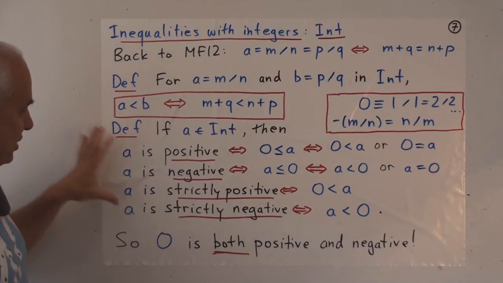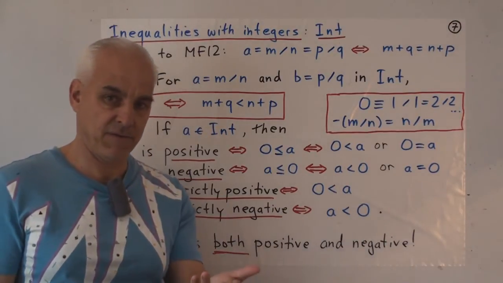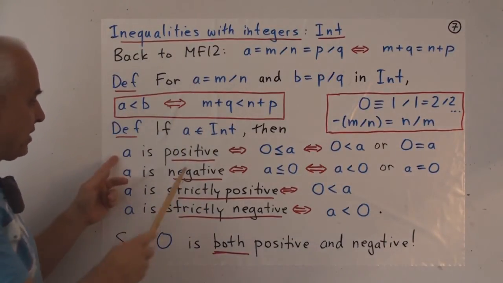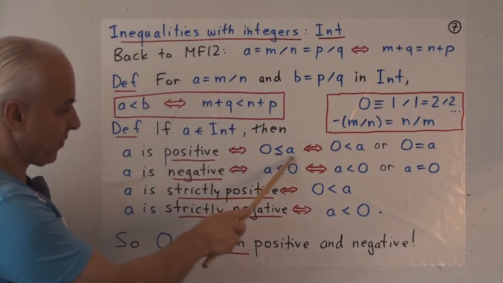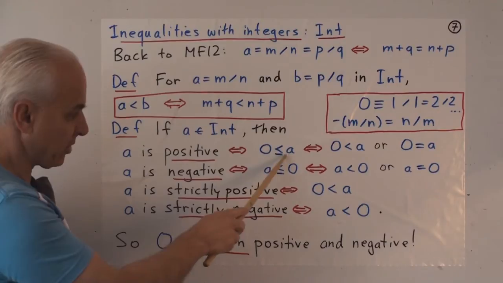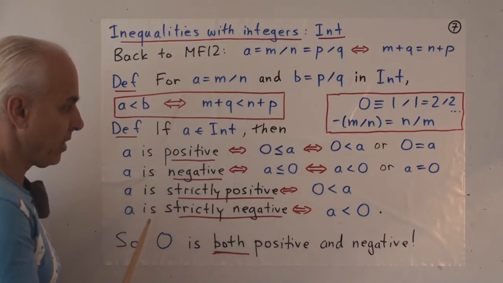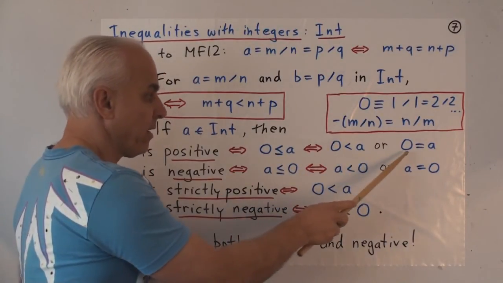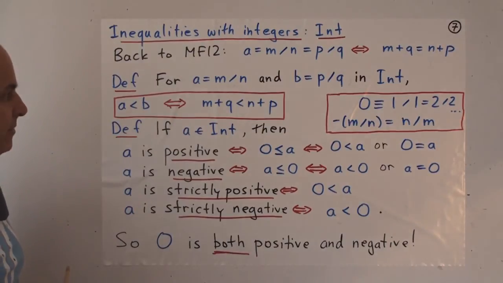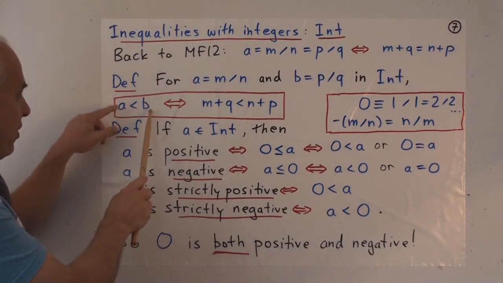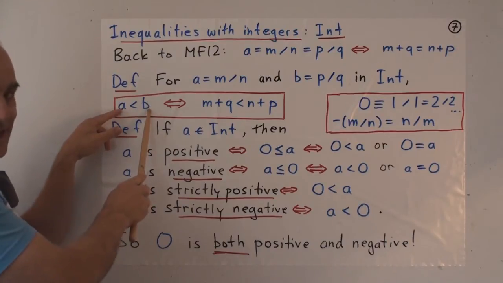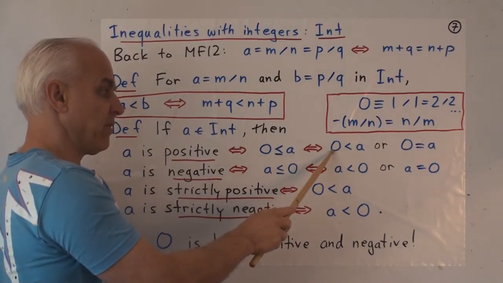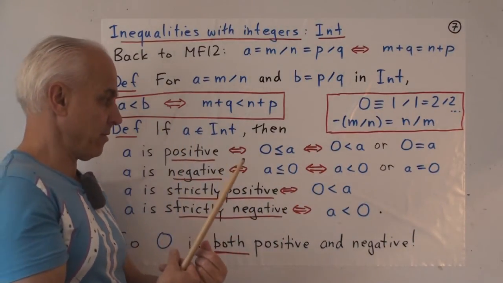Okay, so now we can introduce the important ideas of positive and negative integers. So we're working here in the integers. If a is an integer, then it's deemed to be positive, written this way, 0 less than or equal to a, or a greater than or equal to 0, precisely when a is bigger than 0 or a equals 0. So in here we've defined what it means for one integer to be strictly less than the other. We're saying that a is positive if it's strictly bigger than 0 or if it's equal to 0.